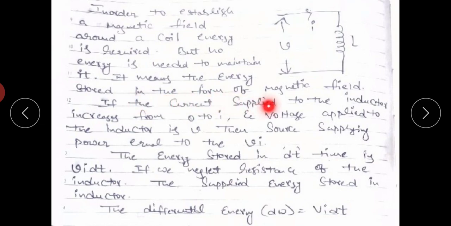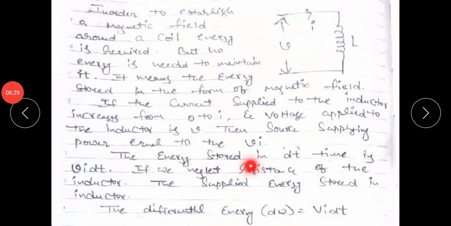If the current supplied to the inductor increases from 0 to I, here the supplied voltage is a sinusoidal voltage, and the voltage applied to the inductor is V, then the source supplies power equal to V into I. We know that power equals voltage into current. Here the inductor current equals I and the voltage equals V. So finally, the power supplied to the inductor equals V into I.